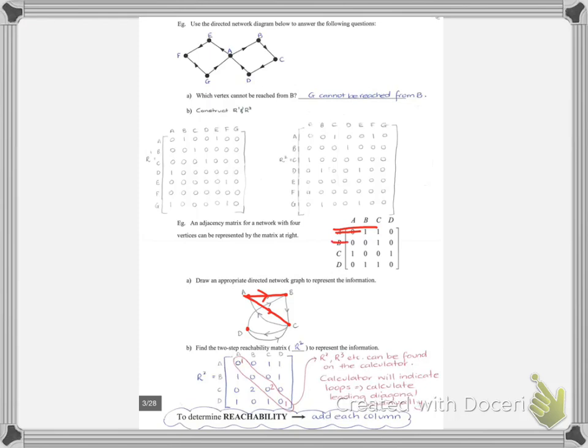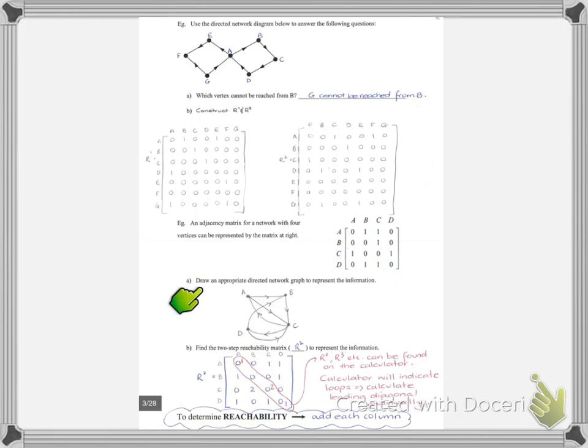So from B we can only reach towards C. From C we can reach towards A. And we can also reach towards D. And from D we can reach to B. Doesn't matter if they cross. And from D we can also reach to C. And that way we've produced that diagram.